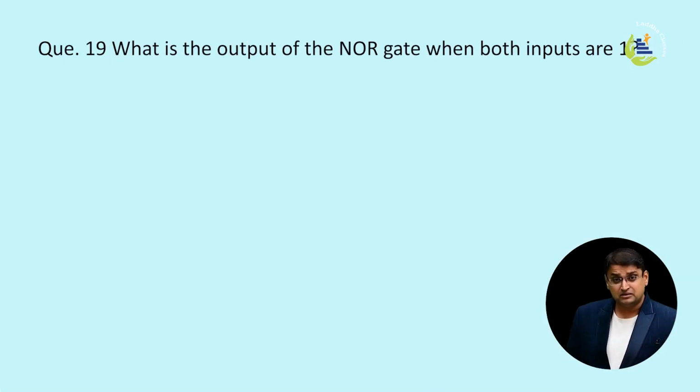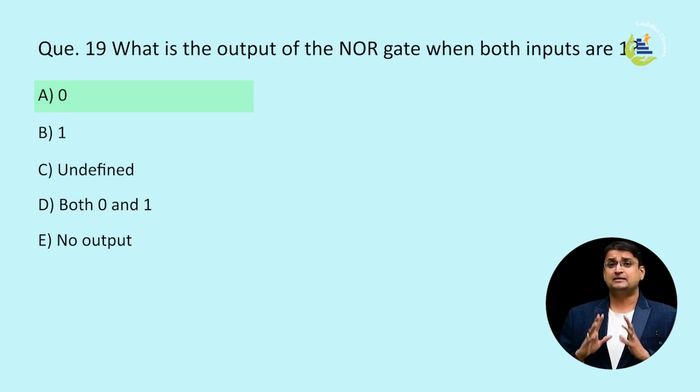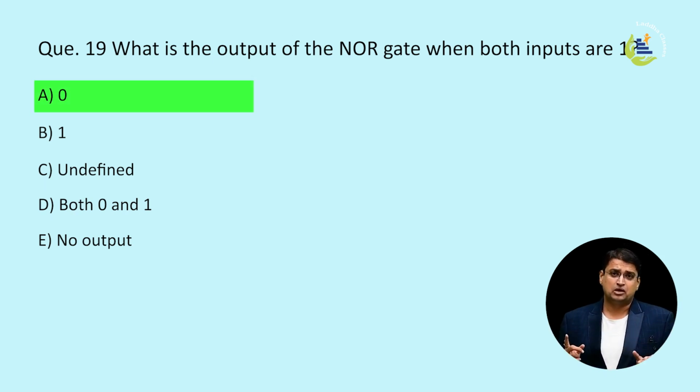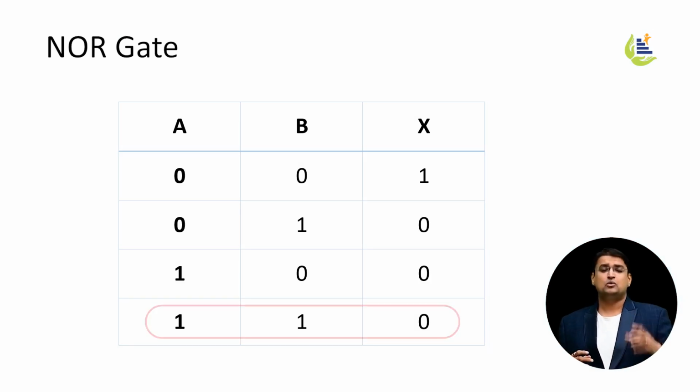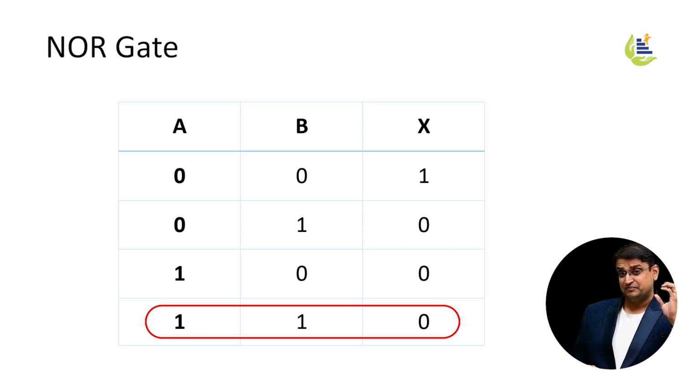Question 19. What is the output of the NOR gate when both inputs are 1? Options are 1, 0, undefined, both 0 and 1, no output. Correct answer option is A, 0. Because a NOR gate returns 0 if either of the inputs is 1. If both inputs are 1, it will return 0. Other options are incorrect as NOR only outputs 1 when both inputs are 0.